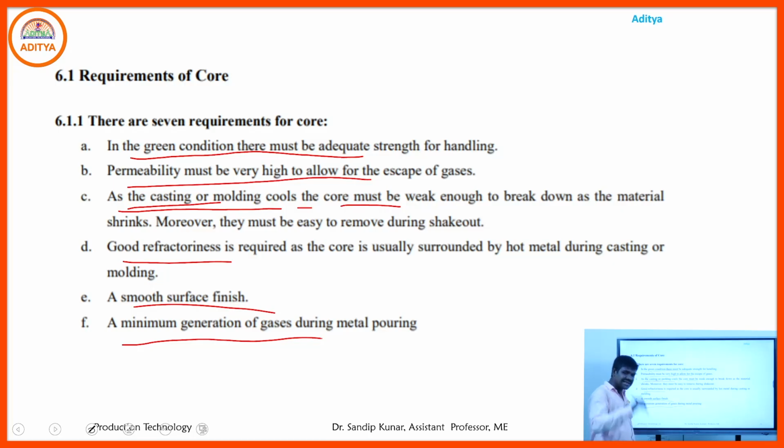Minimum generation of gases during metal pouring. At that time, sometimes air will be entrapped or gases will be generated. When pouring the molten metal, it takes the heat and sometimes vapors will be created. So minimum generation of gases is also required when pouring the molten metal. So those are the requirements of the core.